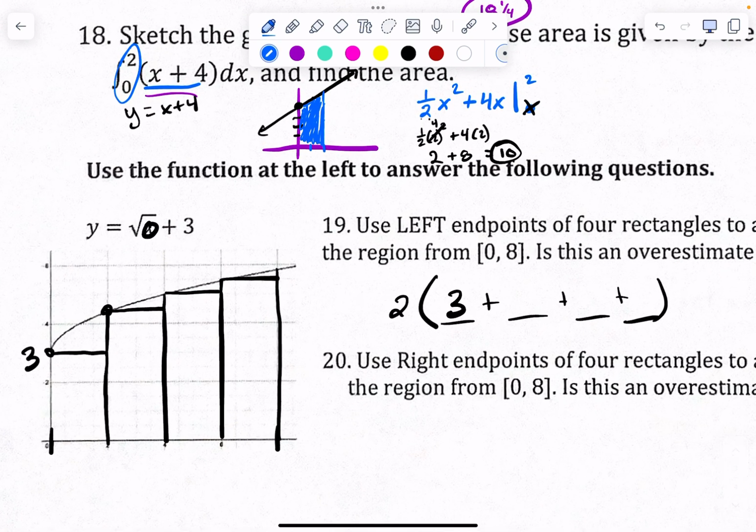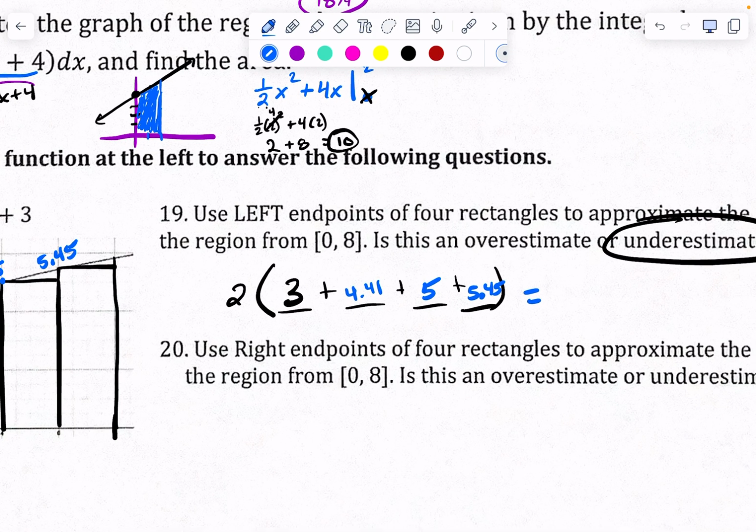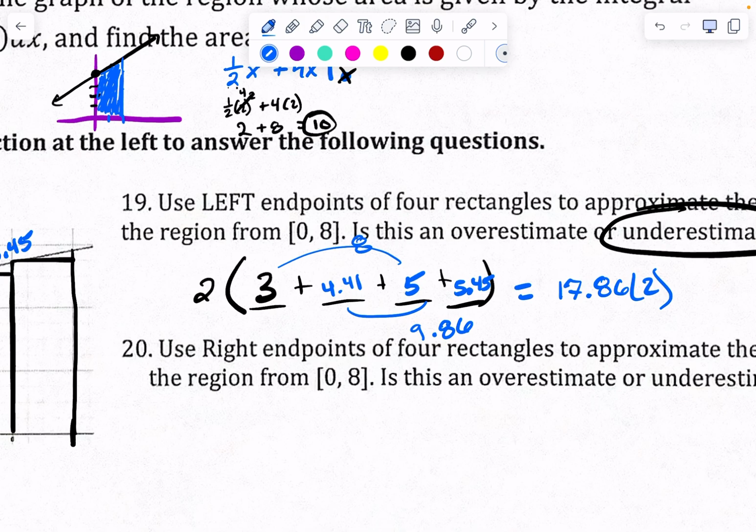4.41. Okay, next. Square root of 4 plus 3 is 5. So he hits at 5 perfectly. And the last one is the square root of 6 plus 3. Gross. 5.45. Perfect. So this is 8, and this is 9.86. So 17.86 times 2, which is 35.72.